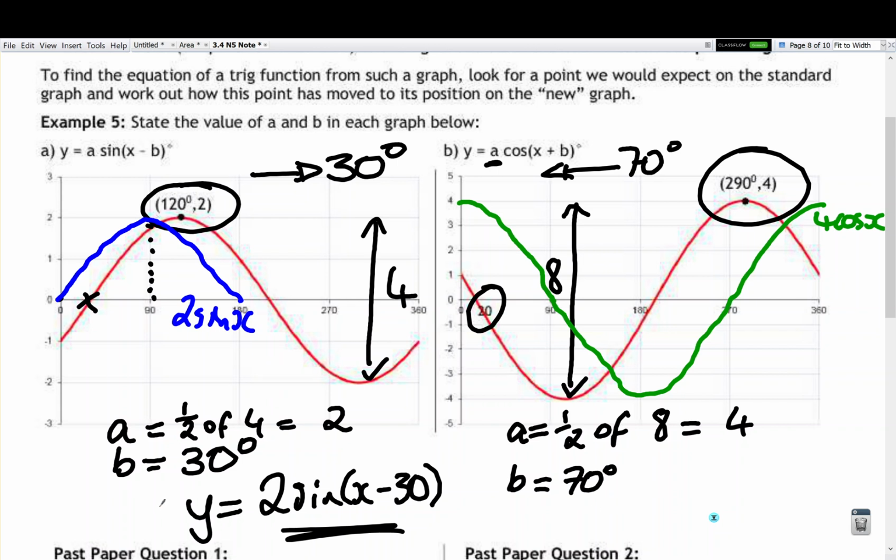And therefore my equation should be y equals 4 cosine, and it's x plus 70 degrees. And we can confirm that as well with this maximum. This maximum in my affected graph is 290. Now we've said in our 4 cosine graph the maximum should finish at 360. So if I add 70 to 290, I get to 360, which is where the cosine graph should finish. So we've used both points to prove it's right. Okay, so we've got y equals 4 cosine x plus 70 there.